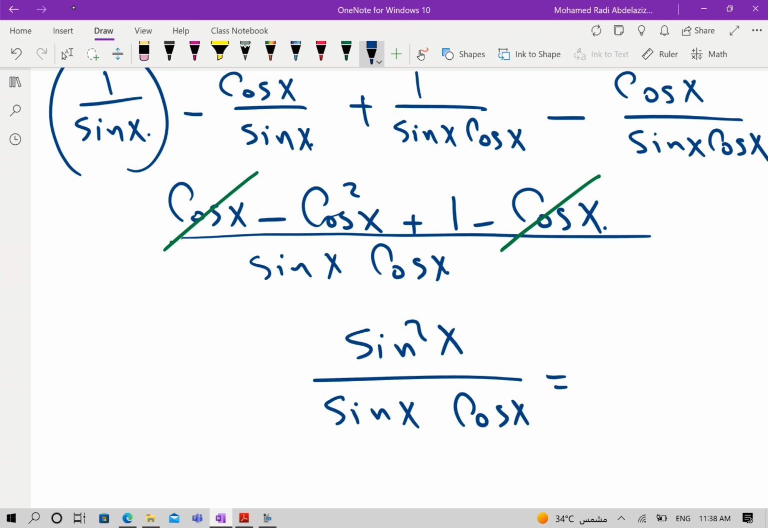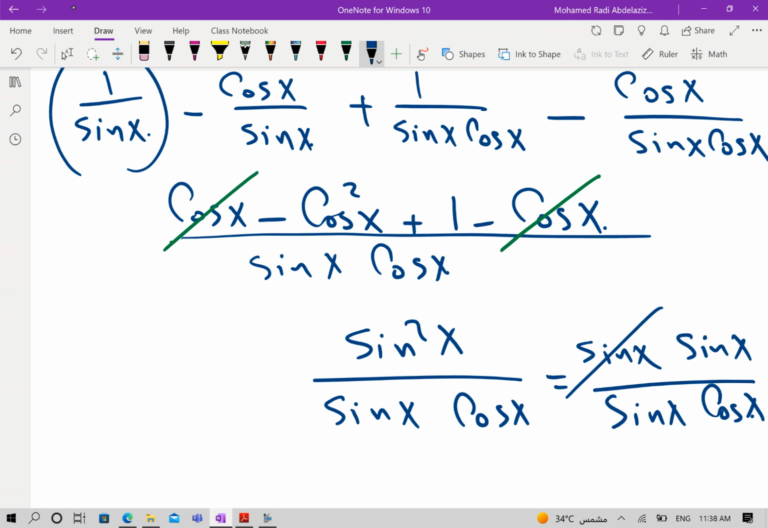Split sine squared x into sine x divided by sine x cosine x. Remove, sine over cosine will be tan. He asked to prove that it will be tan.